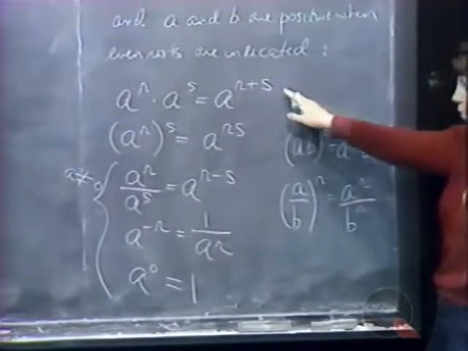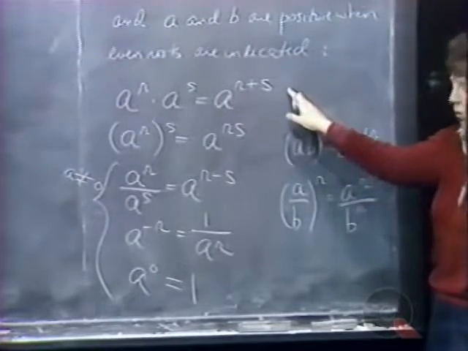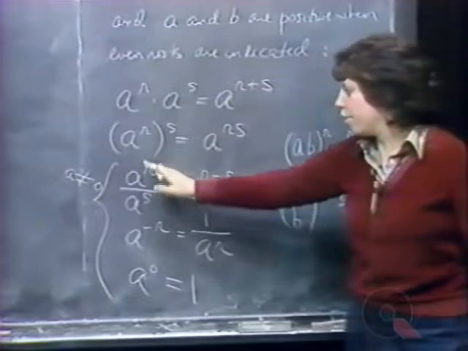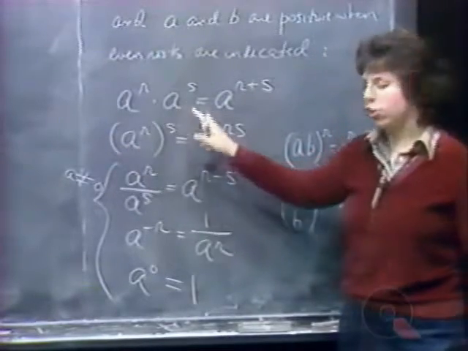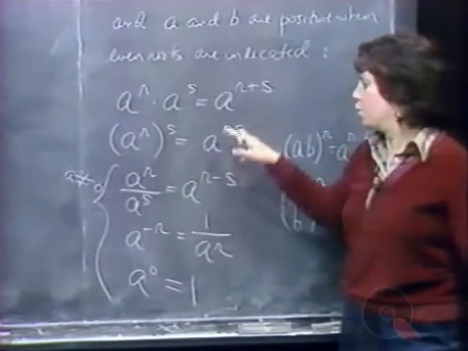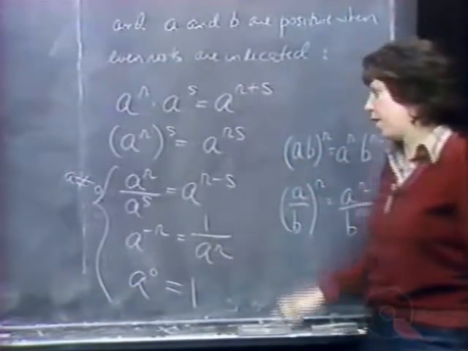The first one you're familiar with. If you multiply, you keep the base, you add the powers. Here, don't confuse these two. Here we are taking a to a power to a power. Notice that the base here appears twice, here it only appears once. You keep the base and you multiply the powers.